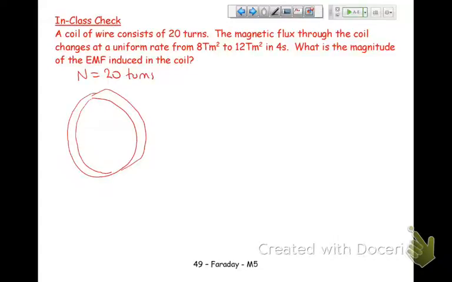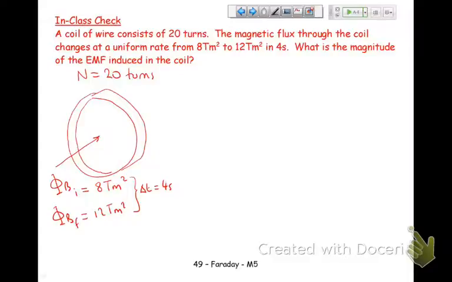Magnetic flux through the coil of wire, so my phi B, changes. Phi B initial is going to be 8 Tesla meter squared, and phi B final is equal to 12 Tesla meter squared. And then the time interval delta T is equal to 4 seconds. So I've extracted from my words that visualization.